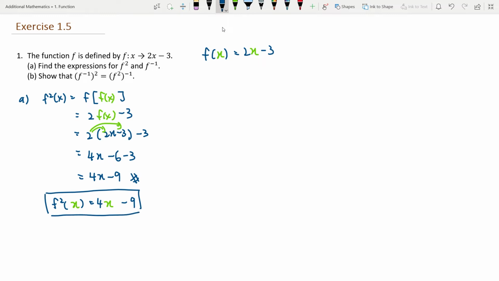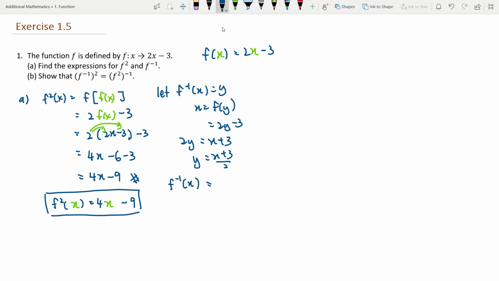To find the inverse function of f, we let the inverse function of f of x equal to y. Then x equals f of y. Substitute y into the function f. We have 2y minus 3. Make y the subject. y equals x plus 3 over 2. Hence, the inverse of f is equal to x plus 3 over 2.